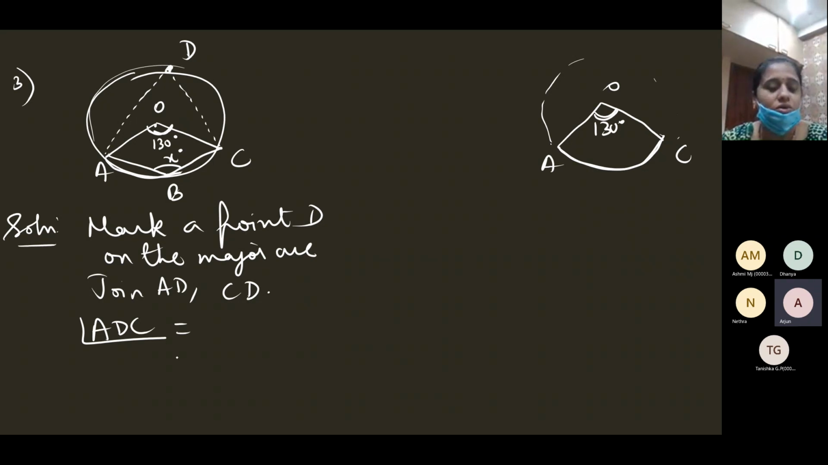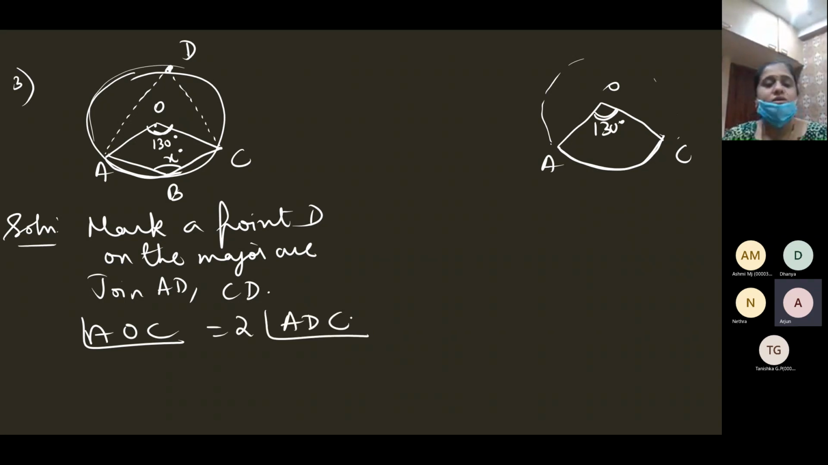Now angle ADC is equal to, you note this way, angle AOC is equal to twice angle ADC. AOC and ADC are both made by the same arc AC. AOC is made by arc AC at O. The same arc AC makes ADC at the point D, on the remaining part of the circle. So a point D, join A to D, C to D. This angle and this angle are related.